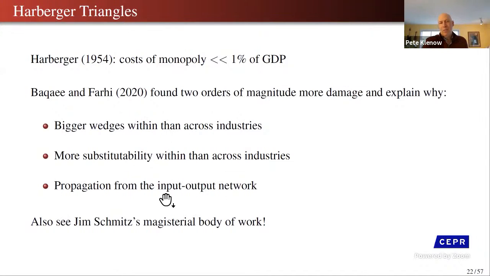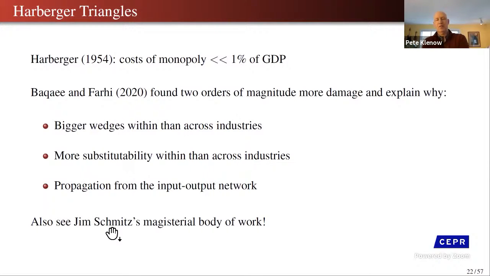And then they show propagation from the input-output matrix, which Harberger didn't have. So this is a very nice way of saying why the recent literature is getting such big numbers, whereas Harberger got small numbers.